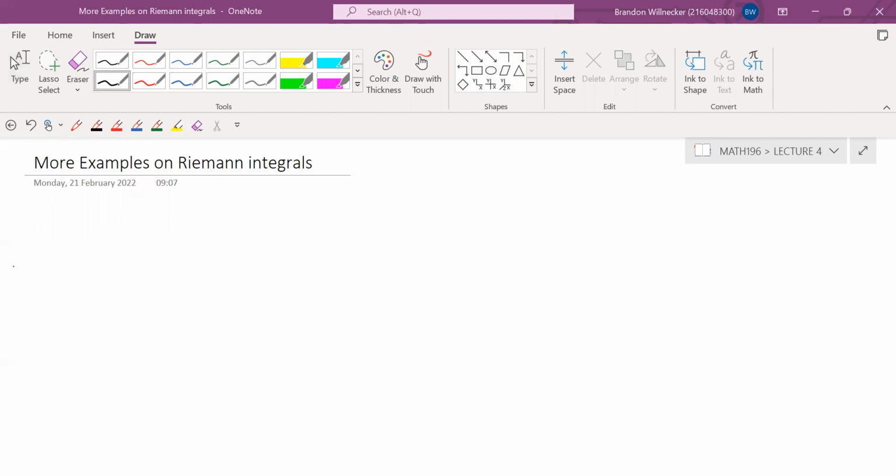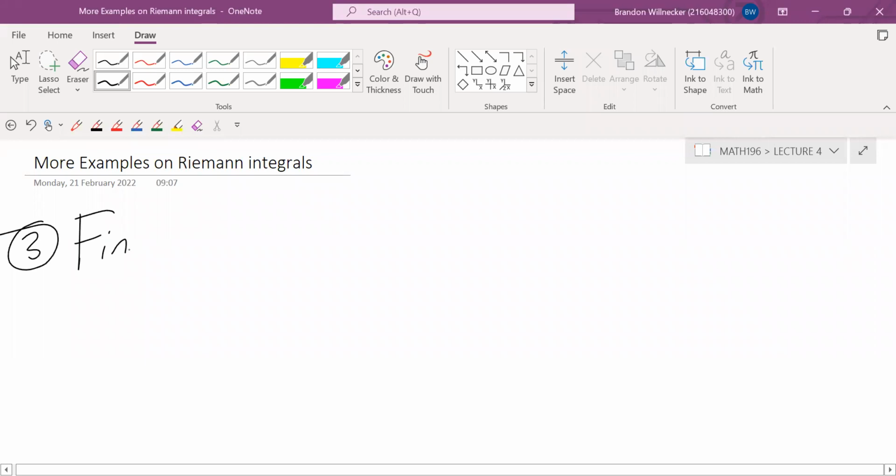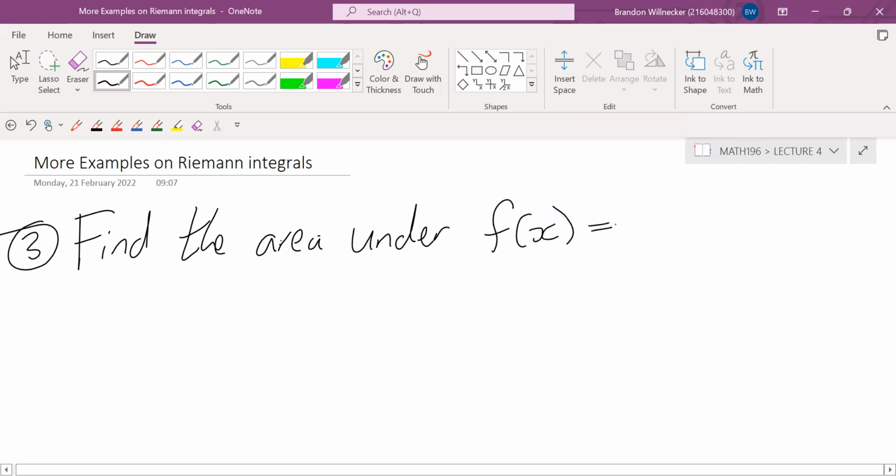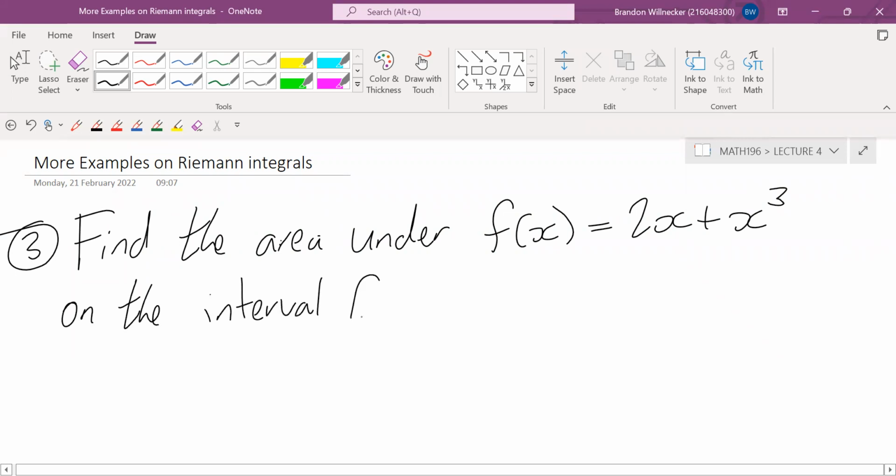So example number 3. Find the area under f of x is equal to 2x plus x cubed on the interval 0, 2.